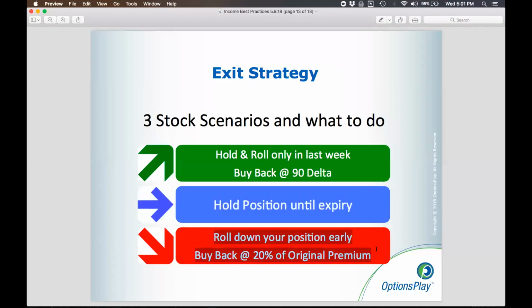Lastly, if the stock drops after you sell a covered call, this is the only scenario where you want to roll your positions early. So buy back the call that you sold. The rule of thumb here is that if you can buy it back at 20% of the original premium that you sold, that's the threshold where you want to pull that trigger. So if you've sold a covered call for $1, if you can buy it back for 20 cents or less, that is the time to consider taking profits and selling another covered call before expiration.